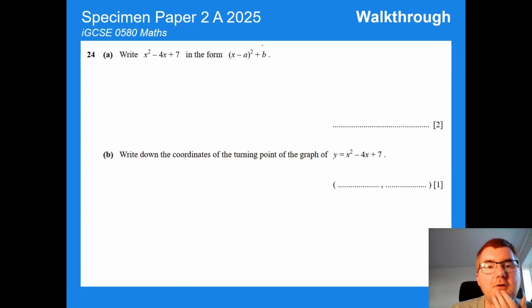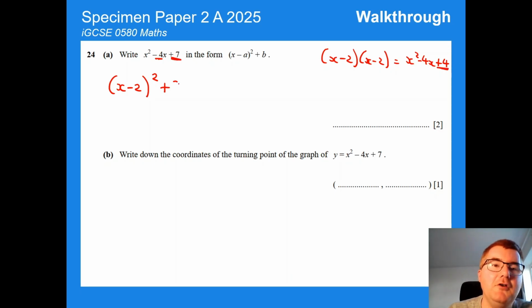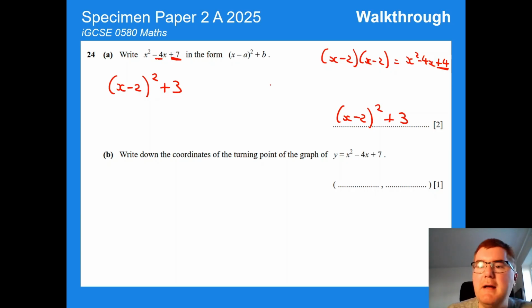24. So we're now on to completing the square. We're writing this in this particular form. An easy way to do this is to take half of the middle term, so that's 2. That gives us x minus 2 all squared. If you think of that expanded normally, that gives us x squared minus 4x plus 4. But we want a plus 7, so what do I add to 4 to give me 7? Well, I add on a 3, and I've got it in the form that I am looking for. So a is 2 and b is 3.